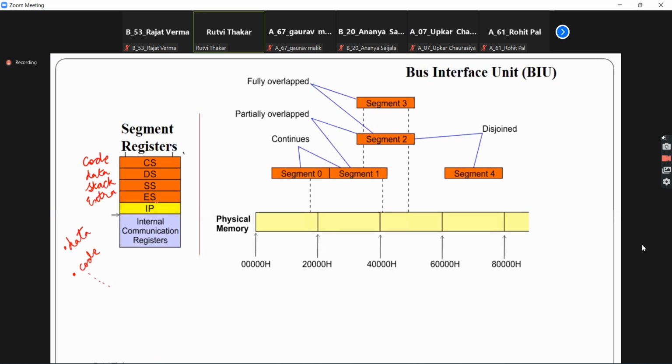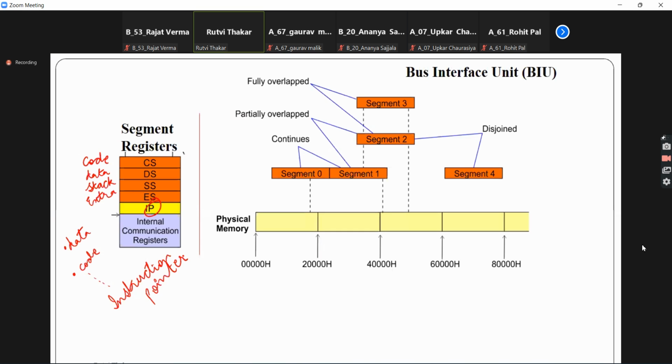Next is IP. It is very important. IP stands for instruction pointer.